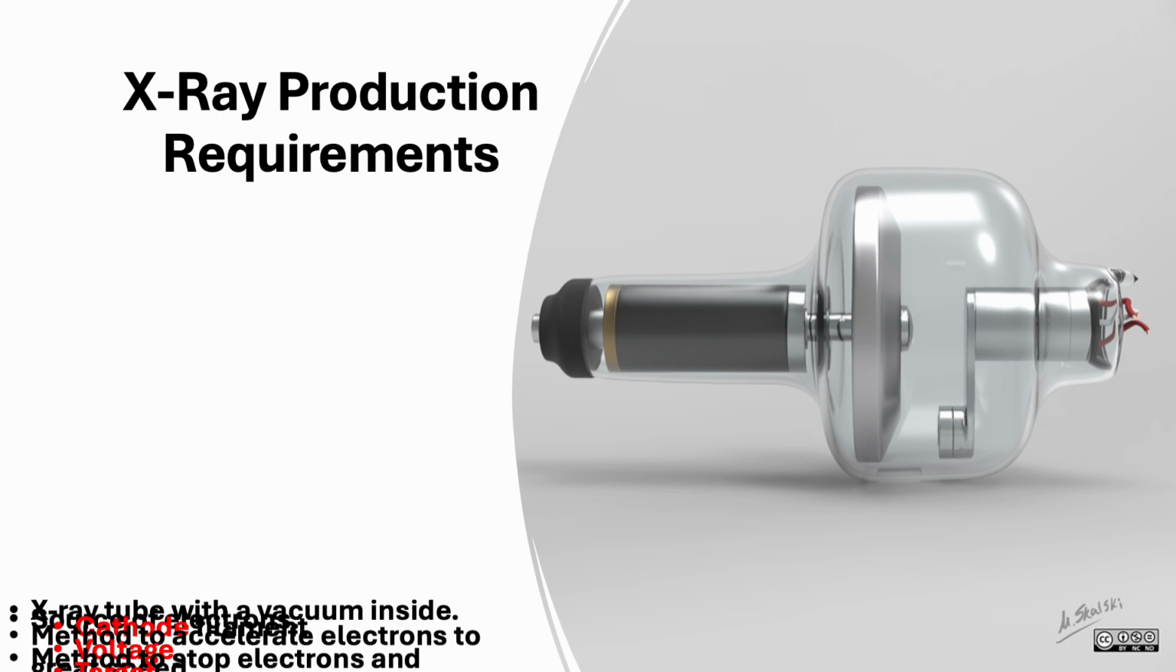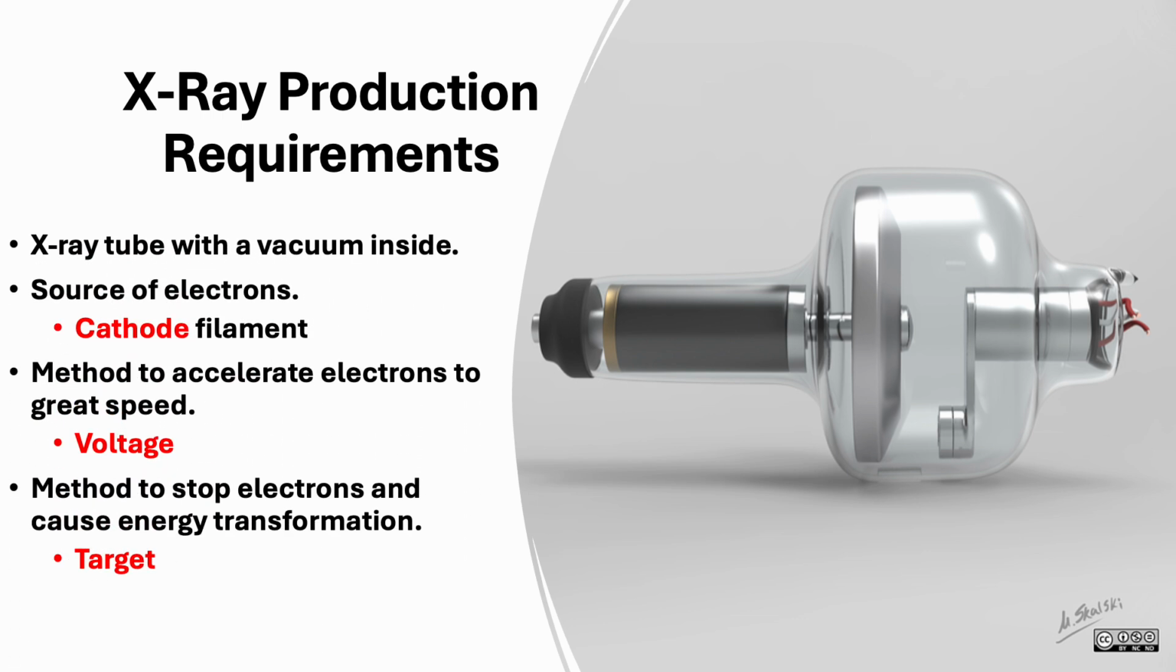All right, so X-ray production requirements. How do we produce X-rays? We produce X-rays in an X-ray tube. It is like a vacuum tube. Why is it a vacuum tube? Because it has less air in it, since it has been degassed. Degassed means we have removed as much gas as possible out of the X-ray tube.